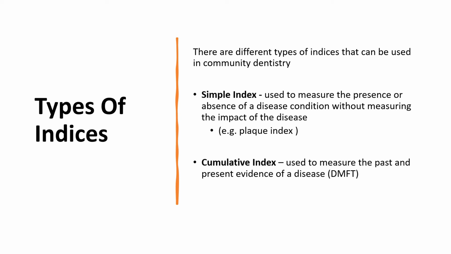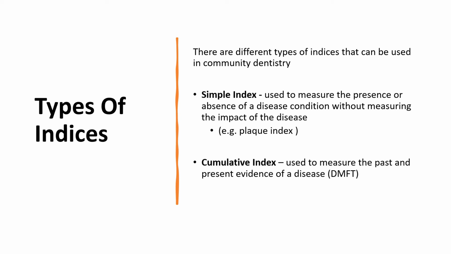Like we've said, simple index. A simple index is an index that straightforwardly measures either the presence or the absence of a disease without paying attention to the severity, without trying to classify them. So you want to find out, does this patient have this condition, yes or no? There are kind of yes or no indices. You apply them, for example, plaque index. Is there presence of plaque in the patient's mouth?